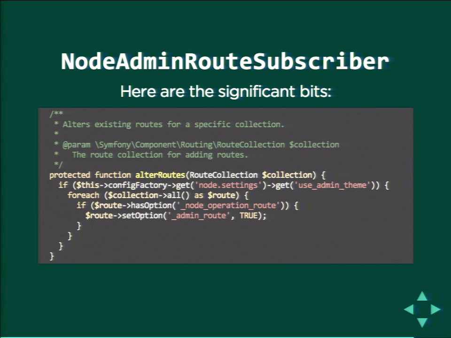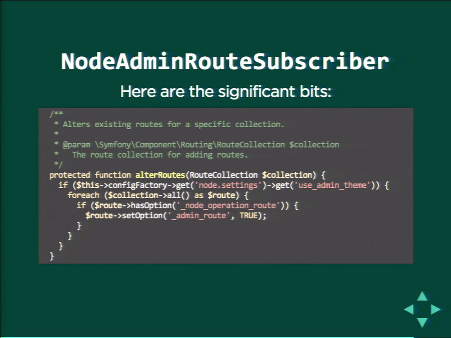And basically what this does is check if the user has selected that he wants to use the admin theme when editing node pages. And if so, if this is a node operation route, so if this is the node edit page or a similar page, then set the option on the request _admin_route true. And _admin_route true is then later recognized by Drupal as, hey, let's use the admin theme for this page. So this is one thing where we would previously have used hook menu alter.